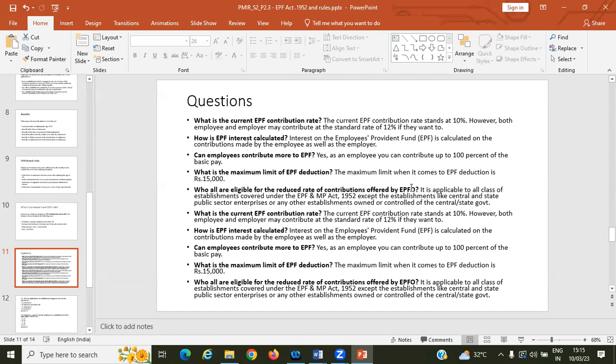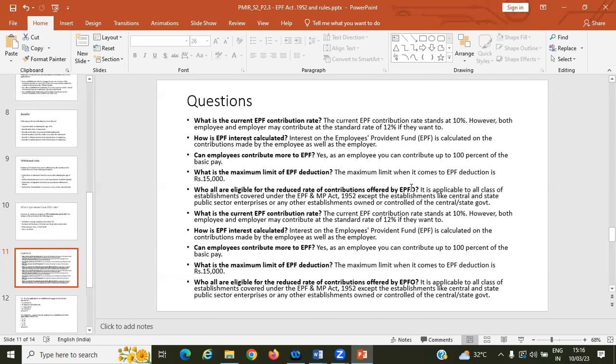EPFO, O means organization, which is conducting the entire scheme. Who is conducting? There is an organization, an office, EPFO, Employees' Provident Fund Organization. That organization is managing, controlling, and regulating everything under PF. That organization belongs to the Government of India.